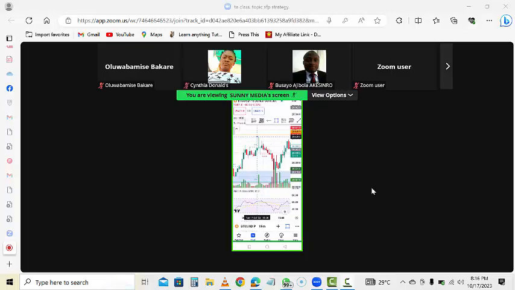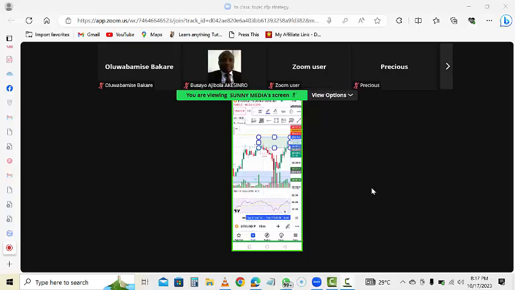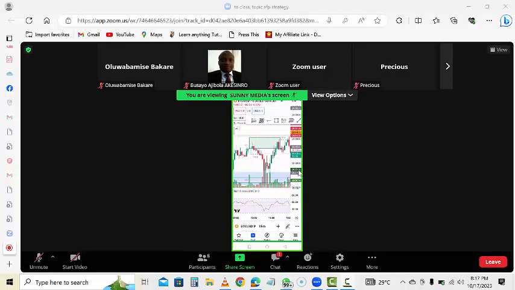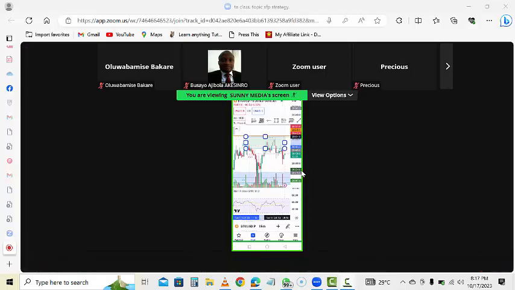Let me use this triangle to highlight it, okay? Just look at where I take this from. Where I started drawing from, you should see a very big pin bar from there, okay? And then if you check as price comes back inside that zone, the price still respected it even up till now. I think currently I'm holding BTC short.